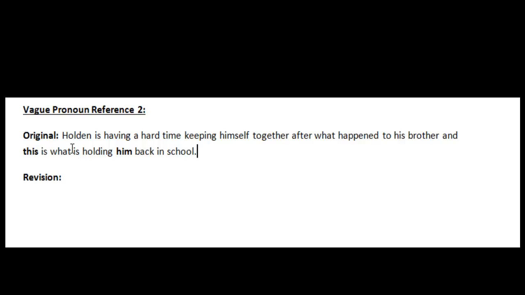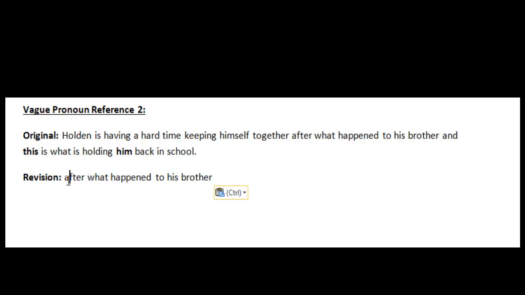So I think to make this sentence less ambiguous, not only do we need to replace the vague pronouns with proper nouns or nouns, but we also might need to do some restructuring so that things flow better. So I think the thing to do is to take this idea about after what happened to his brother and move that to the beginning of the sentence. So let's control and copy.